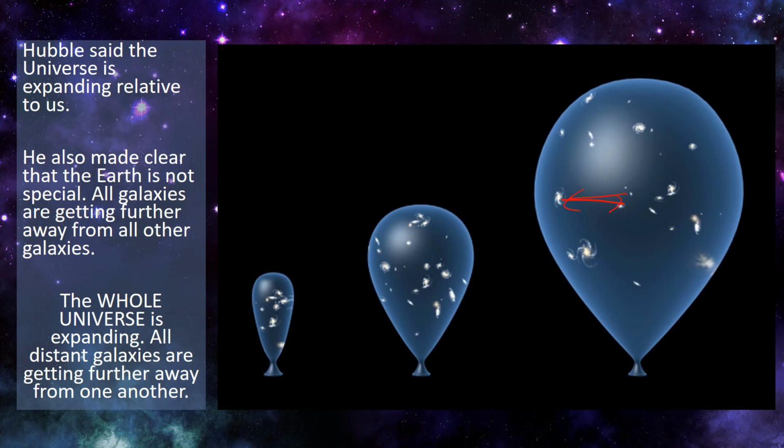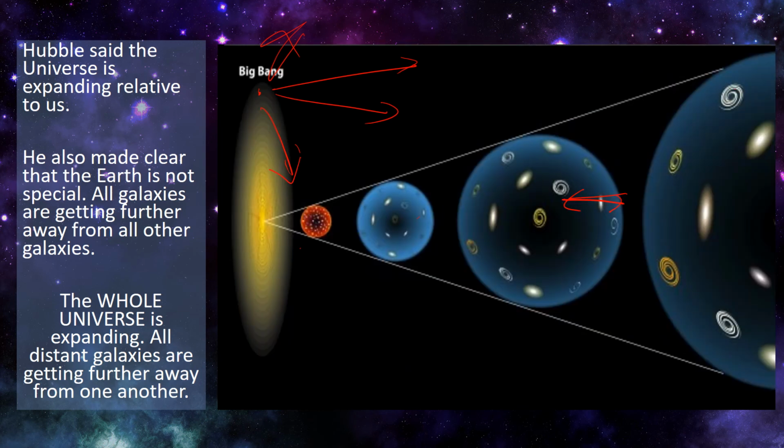All of the distant galaxies are getting further away. And this is evidence for the Big Bang Theory. The Big Bang Theory is that all energy and matter started at a single point and moved outwards in a big explosion. And the fact that we're still moving outwards from that single point is really good evidence for the Big Bang Theory. Ta-da!